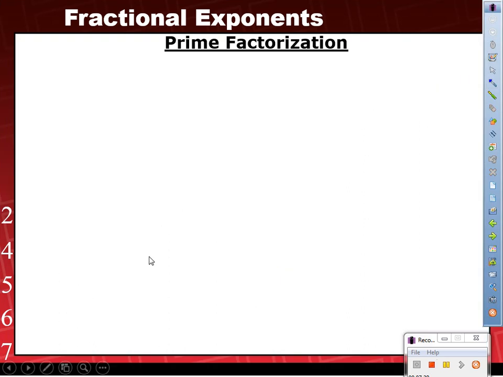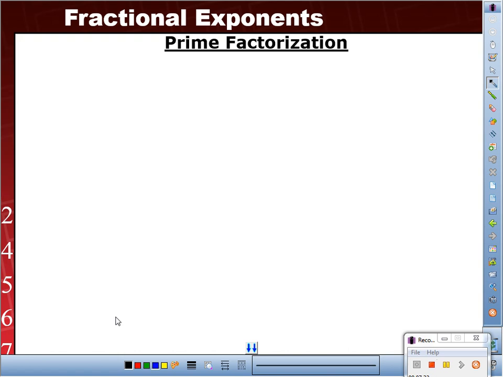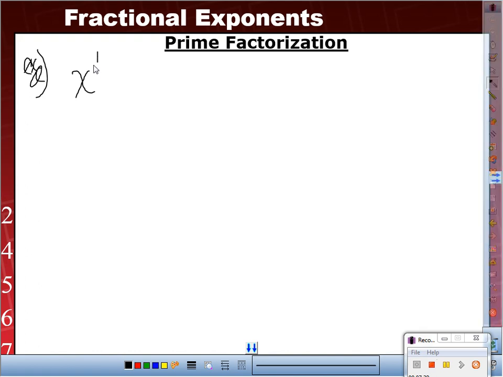So, in the back, write example Q. I want you to write x to the 1/2. Underneath that, x to the 1/3. Underneath that, x to the 1/4. Underneath that, x to the 1/5. Dot, dot, dot, x to the 1/23. Okay?